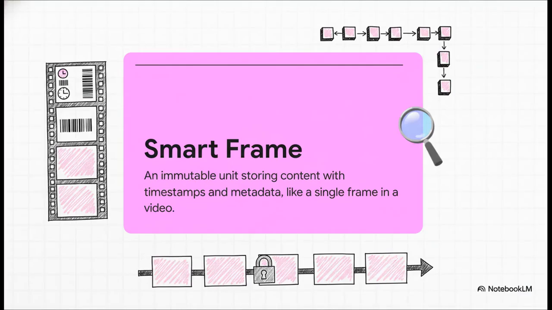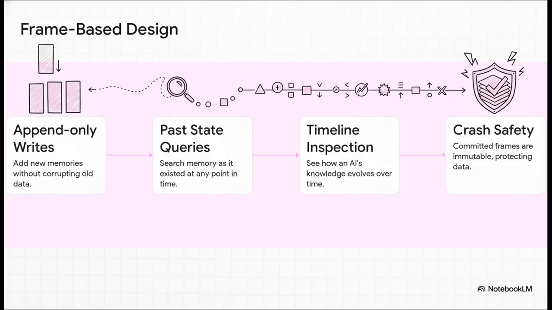Okay, so a smart frame is basically one unchangeable chunk of memory. Think about a single frame in a movie. Once it's recorded, it's done. You can't go back and edit that one frame, right? You can only add new frames after it. Well, that is exactly how a smart frame works. It's immutable. In this design, it unlocks some absolutely brilliant benefits.